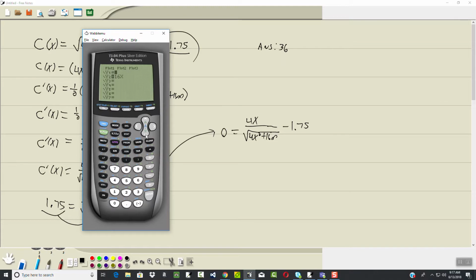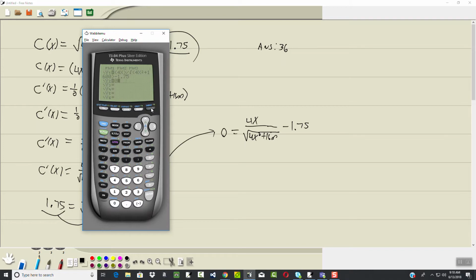If I go to y equals, I'm going to put this on y1. So I got 4x divided by square root 4x squared plus 1600, closing parentheses for the square root, minus 1.75. Now I put a 0 here.